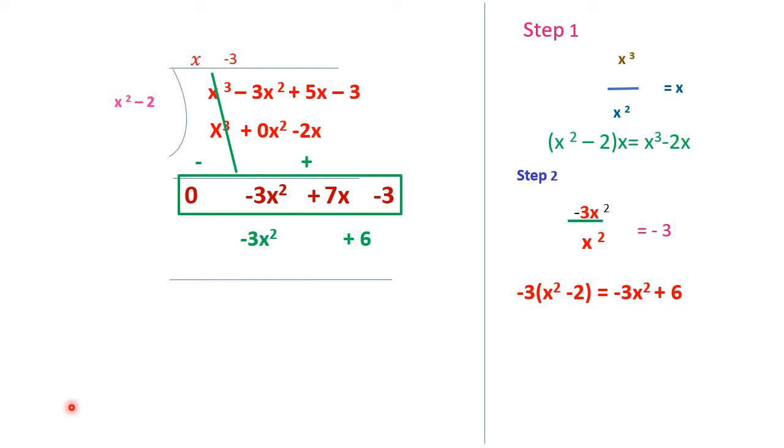Again, the next step is to change the sign of this polynomial. So on subtracting, we are getting minus 3x squared plus 3x squared. And here 7x will be as it is, minus 3 minus 6. Now you have to forget this plus 6. You have to calculate minus 6.